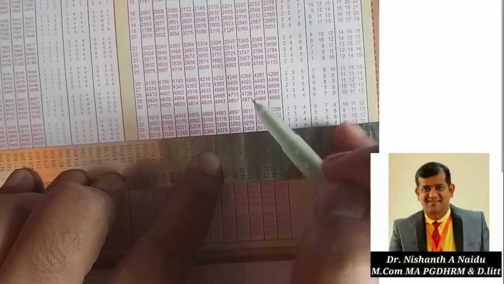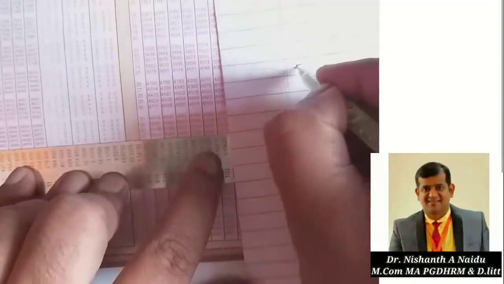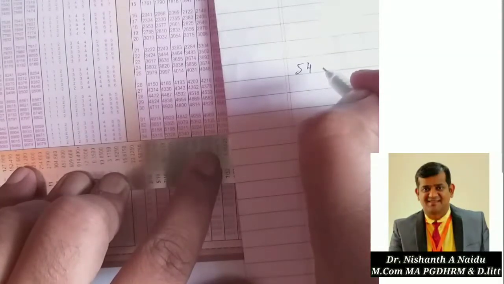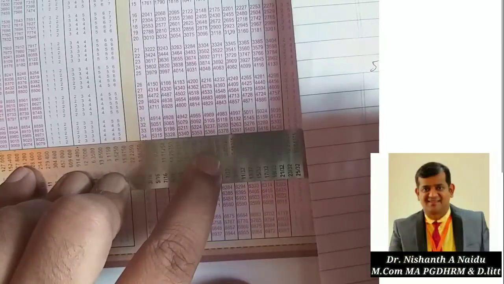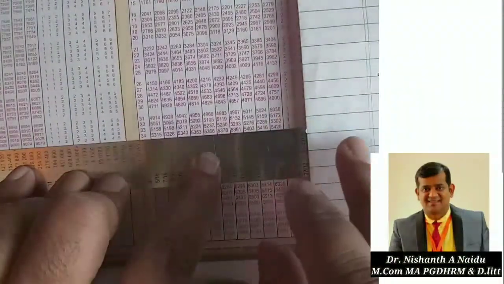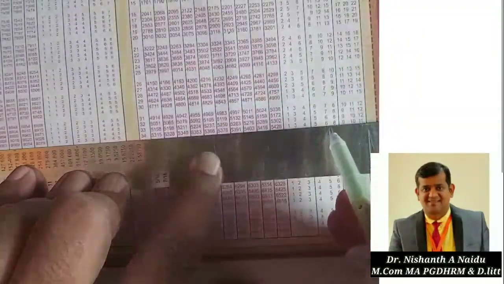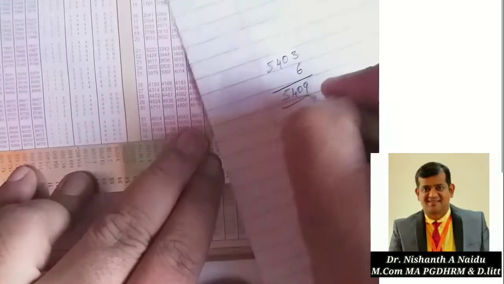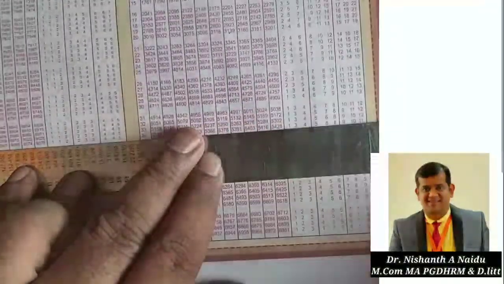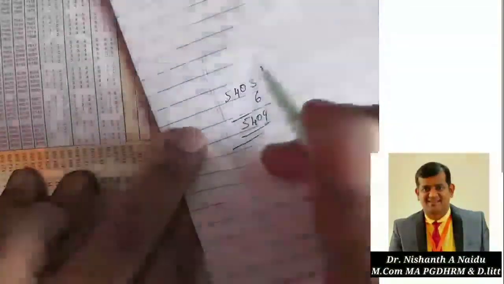Okay, I am writing it on a rough paper. So that is 5403. Correct? 5403. So that is 34, 7th column. Then the difference is 5, in the 5th column of difference. So how much do we get? 6. So plus 6. If you do that, 5409 we have. Understood, right?